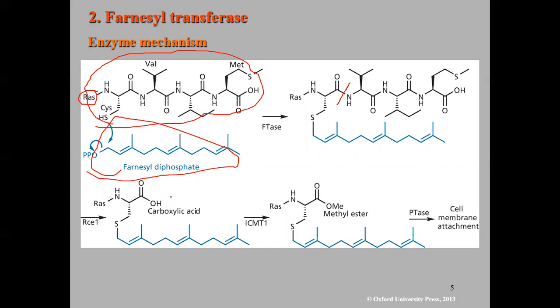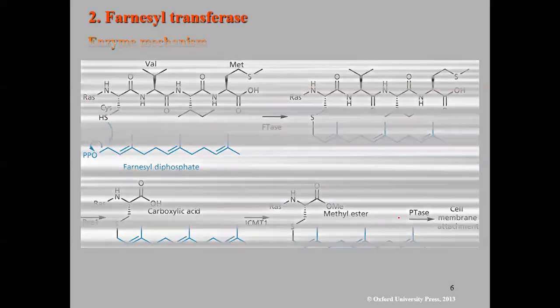So what's going to happen? Another enzyme will come in, which is the ICMT1. It will attach a methyl group to the terminal carboxylic acid to form a methyl ester. Then a phosphatase enzyme will attach the RAS protein to the cell membrane. All right, this is how the mechanism is done.